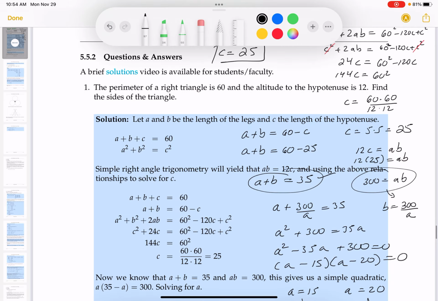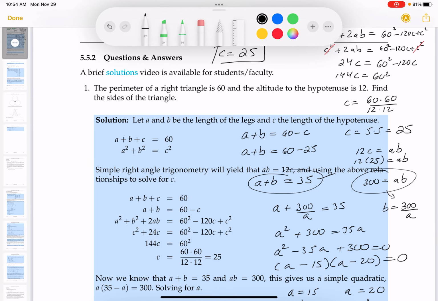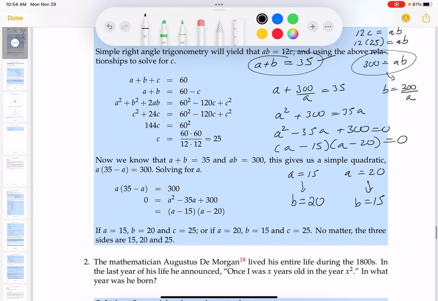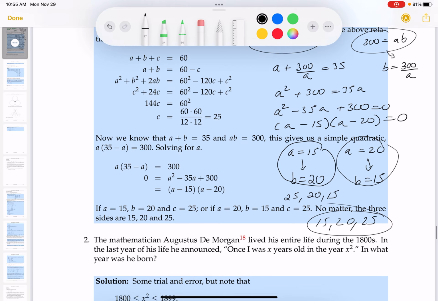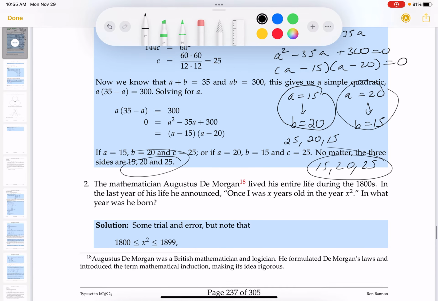So, again, I want to understand what the question is. Find the sides of the triangle. Well, the sides would be, remember, I got C, and C was 25. Whether I choose this pair or this pair, I'm still getting the same sides, and these are the legs. It would be 20 and 15. So let me write them in order: 15, 20, and 25. All right? Let's go to number two.